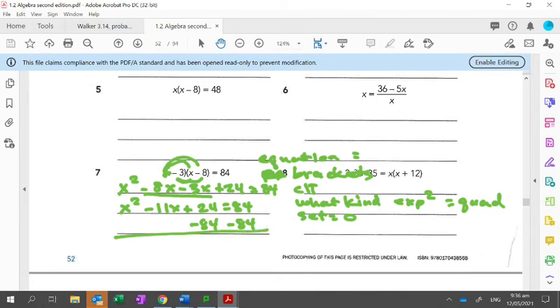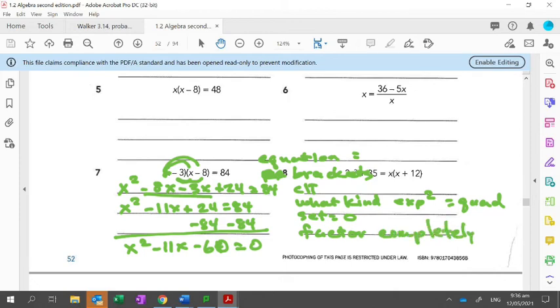Subtract it from the other side. So we get x squared minus 11x minus 60 equals 0, if I did the math right, which is surprising sometimes. After I have it set equal to 0, the next thing is to factor completely, or factorize completely.